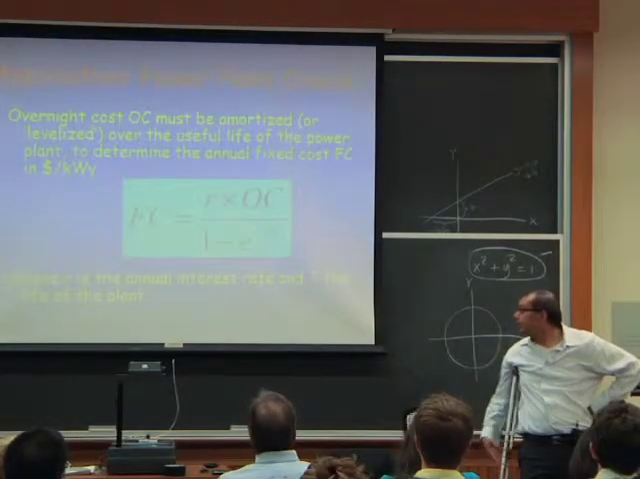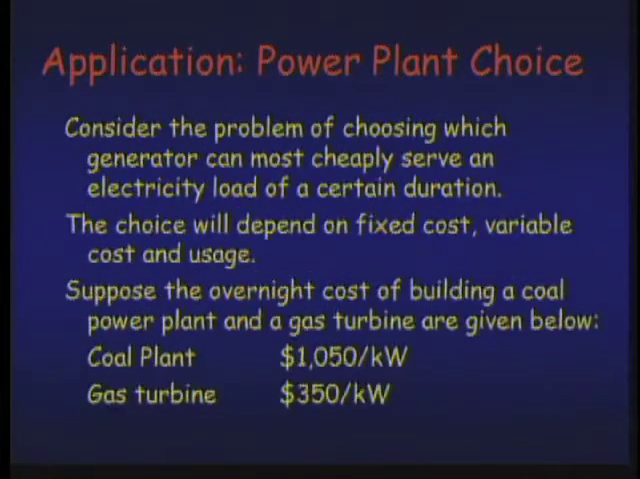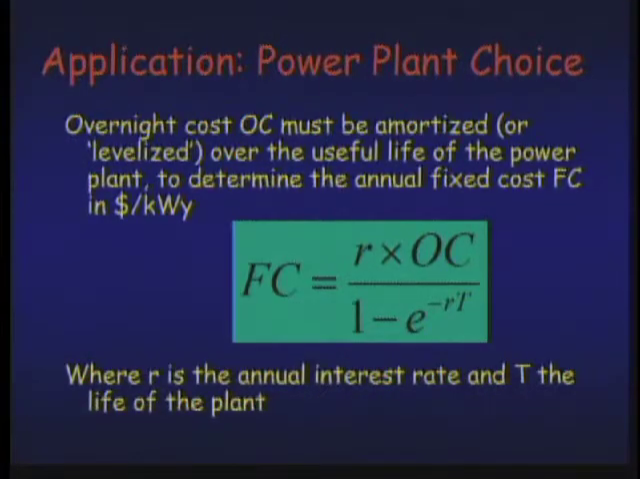Variable cost, on the other hand, is the cost that I spend to generate 1 kilowatt hour of electricity at a point in time. So variable cost is usually expressed in dollars per kilowatt hour, or dollars per kilowatt year, so dollars per kilowatt generated in a unit of time. So I've got to convert my overnight cost, which is just dollars per kilowatt, into the same units as variable cost.